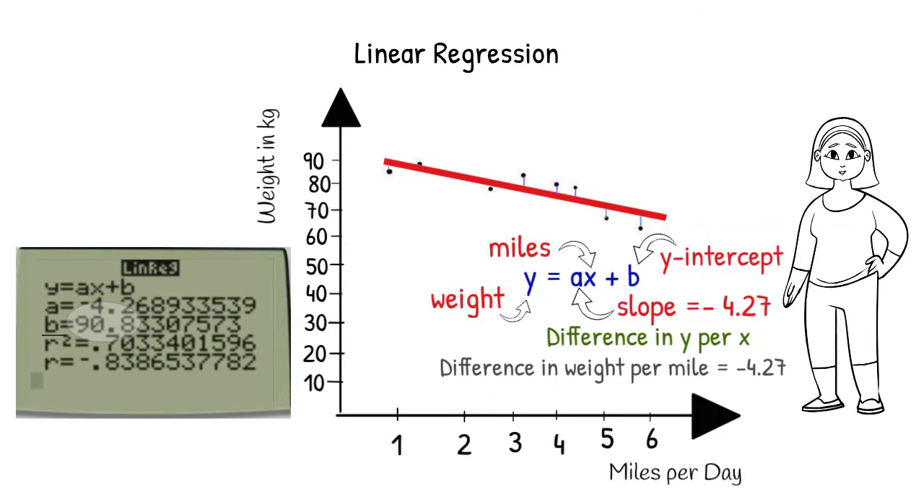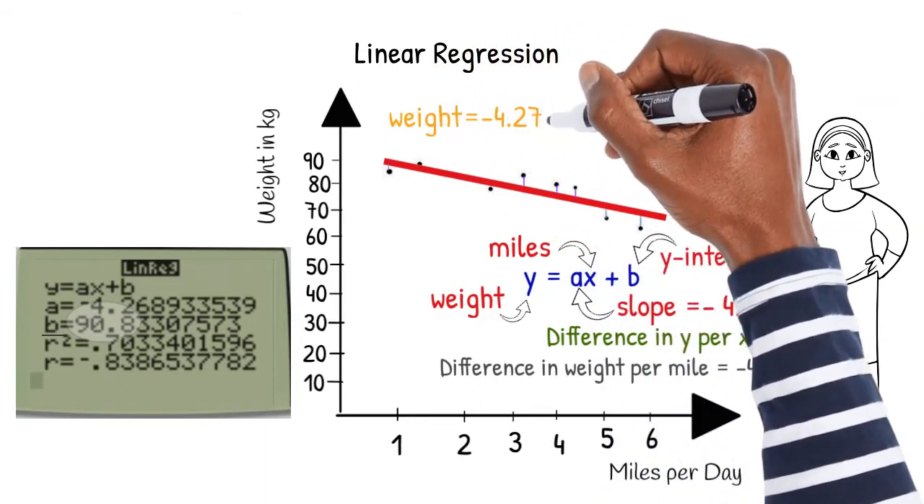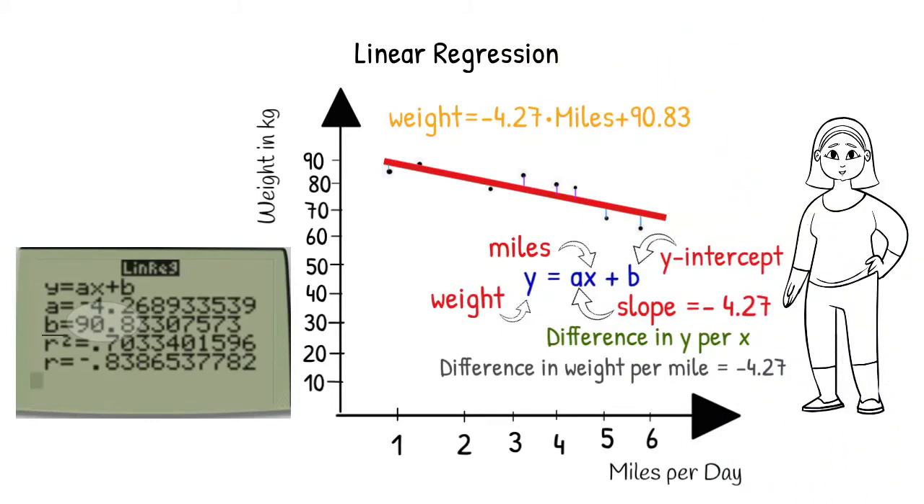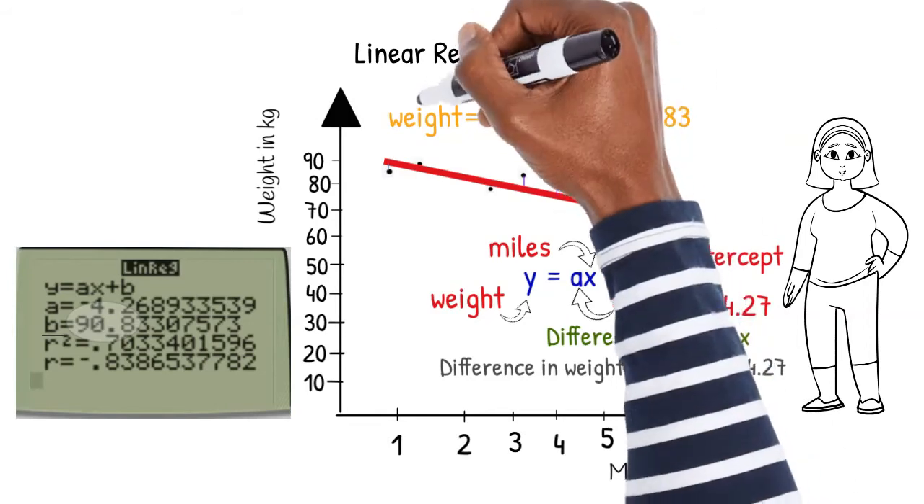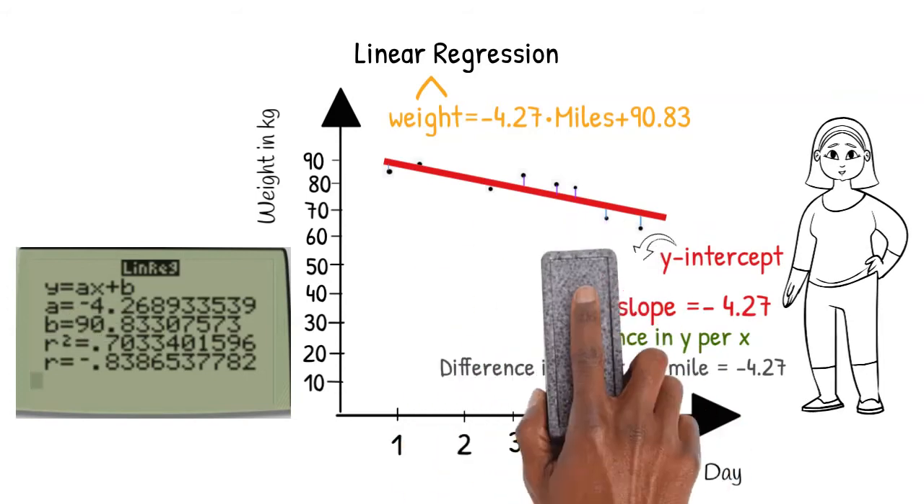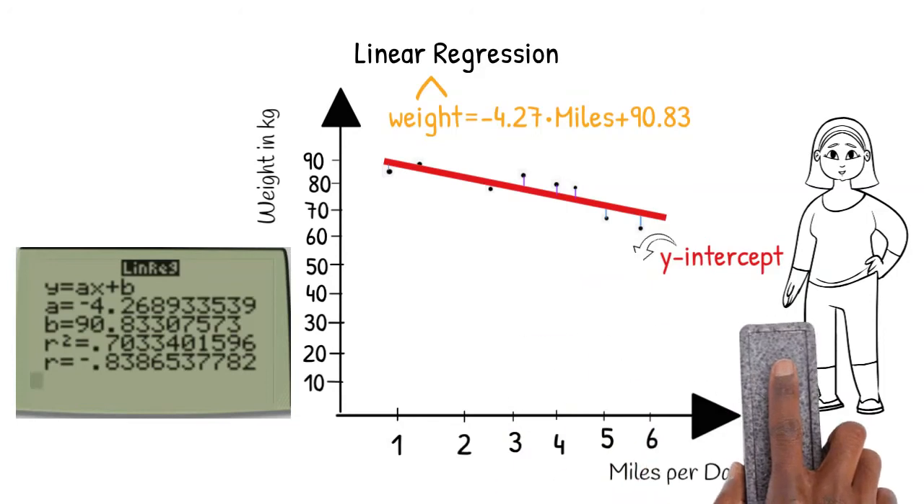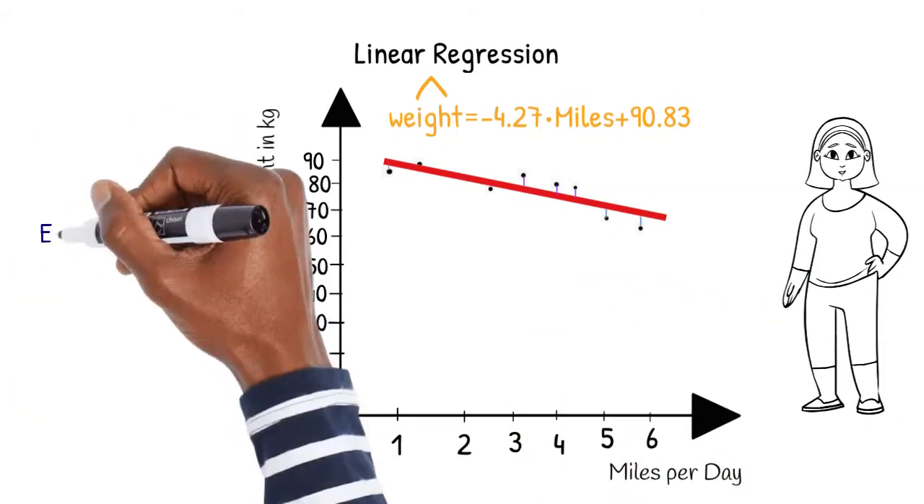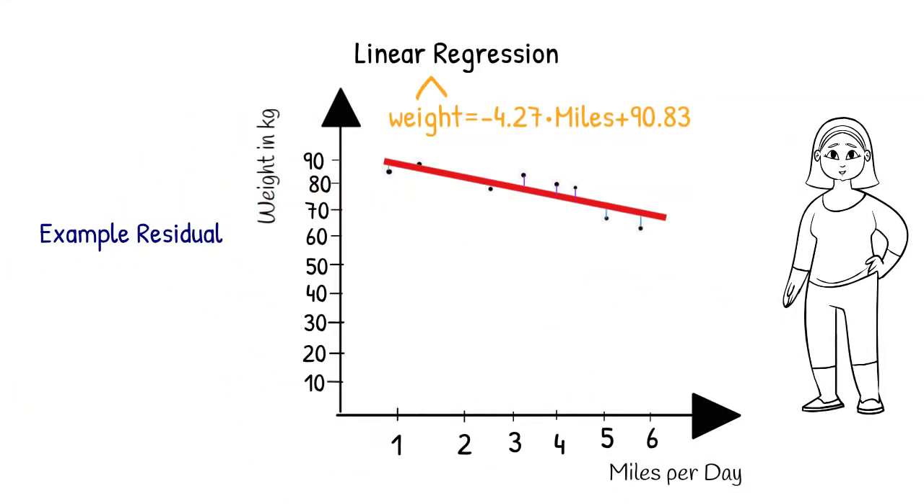Let's take a look at how to use our model to make predictions. Our equation tells us that weight is equal to negative 4.27 multiplied by the number of miles plus 90.83. We put a little hat on the weight to signify that it is not the actual weight, but a predicted value that we can get from utilizing our model. Recall that a residual is the difference between the actual data and our predicted value.